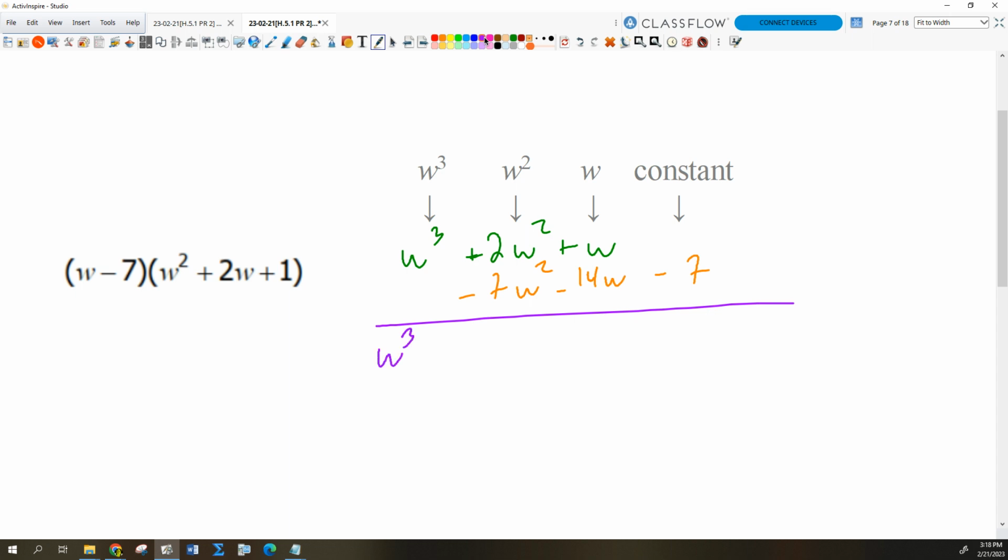Now when I combine these things vertically, look how organized and simple that is. I get w cubed minus 5w squared, keep going, minus 13w minus 7, right? There's my answer. How about that? Okay, see the advantage?